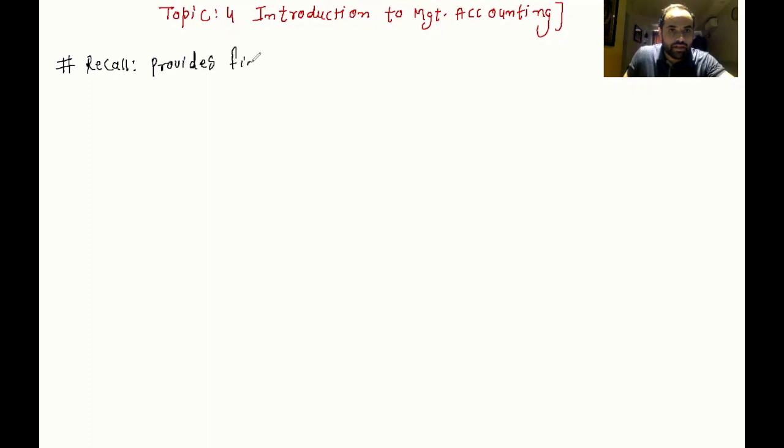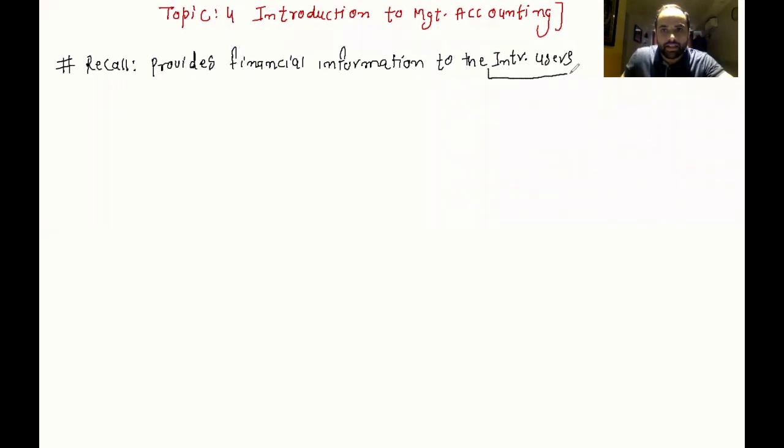Provides financial information to the internal users, all right? And you know who is inside the internal users. It could be directors, or employees, managers, workers, whoever is working inside the company, or whoever is involved with day-to-day business activities. Those kinds of people are known as internal users.